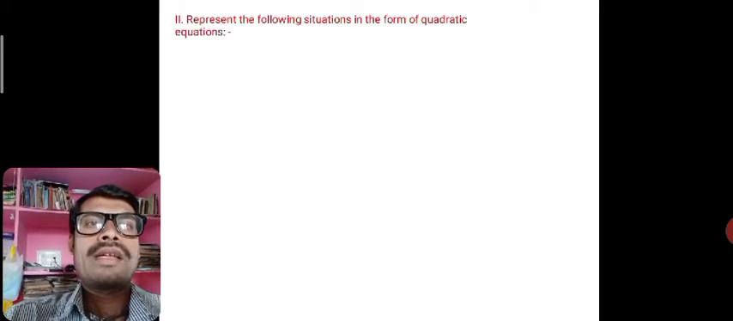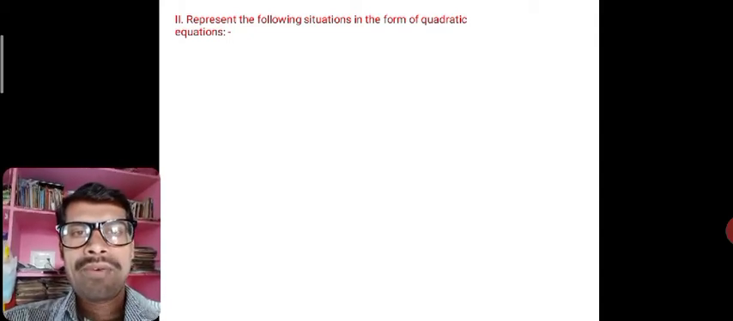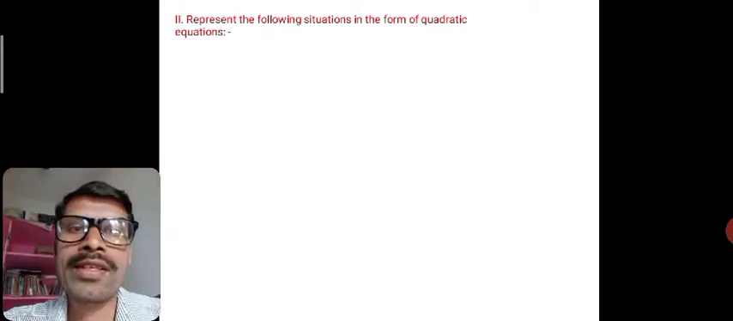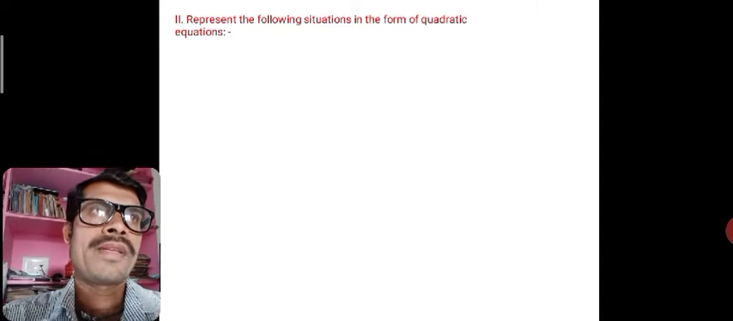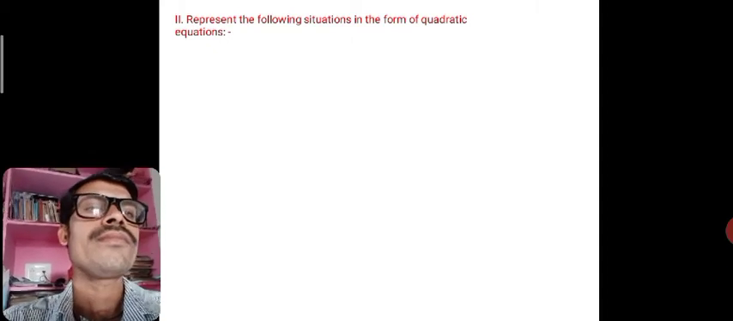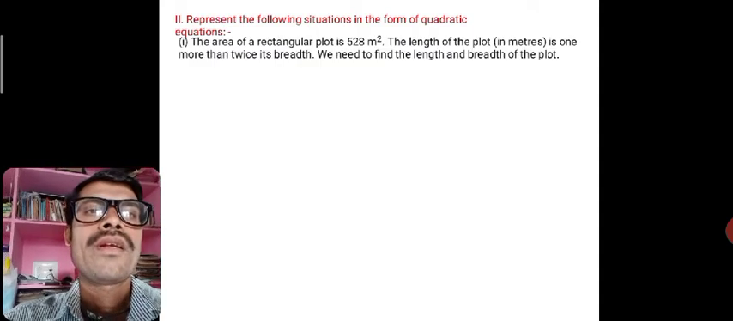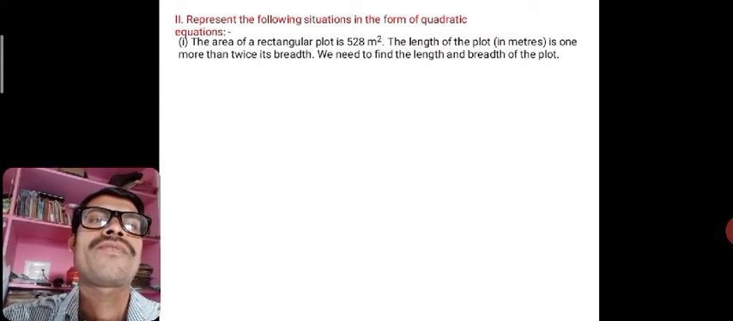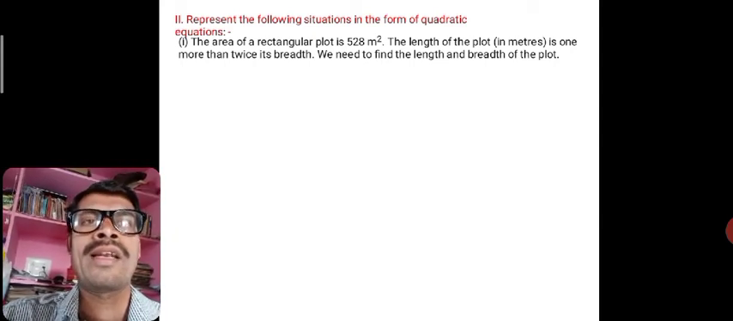Let us go for representing the following situations or statements in the form of a quadratic equation. Here the verbal statements will be there. We have to write them in equation form, quadratic equation form. You have to learn how to write a verbal statement as an equation. For that, we have to practice this type of exercise. The given thing is the area of a rectangular plot is 528 meters square.